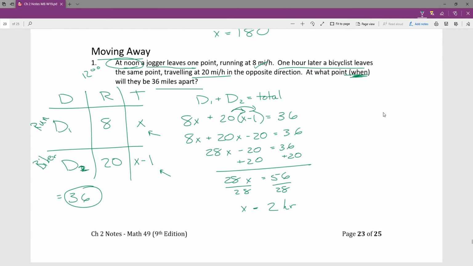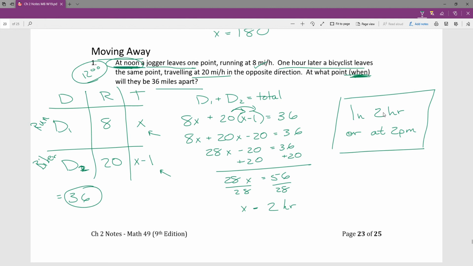how long do they each run and bike for? It says, when will they be that far apart? So in 2 hours, or because it says at 12 o'clock, at 2 p.m., they'll be 36 miles apart. And you can keep writing that sentence if you want. If it gives you an o'clock in the question, you can answer with an o'clock in your answer. If it doesn't tell you what time on the clock, then you can't add this one in. Both of these are correct, and it's probably best to give both if you can.